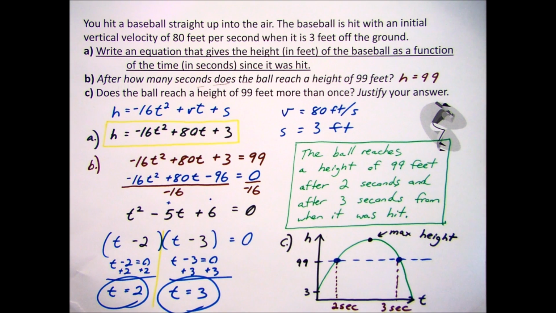Here's a graph of the function h. So the ball is hit from 3 feet. As it's ascending, it passes a height of 99 feet, reaches its maximum height, and as it's descending, it passes through that 99-foot height again before hitting the ground. And the graph here, although not shown to scale, does show that the ball does reach a height of 99 feet twice, as does our answer over here.